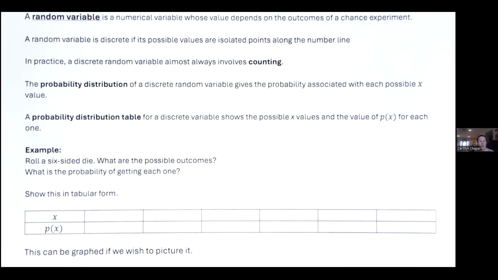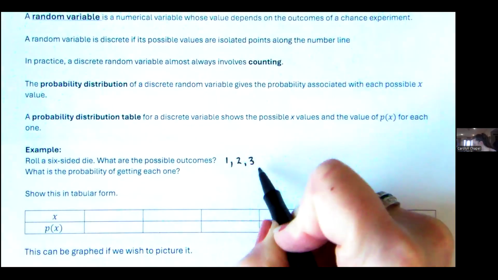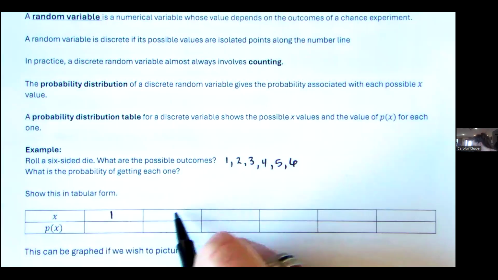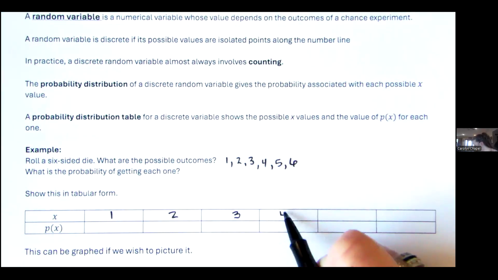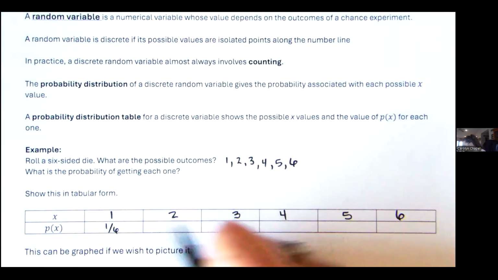In this problem, we are going to roll a six-sided die. When we roll this die, the first thing we want to do is list what our outcomes are going to be. If I roll a die, I could get a 1, a 2, a 3, a 4, a 5, or a 6. Those values will go into our table as the X values. If you roll a fair six-sided die, the probability of each of those will be 1/6.